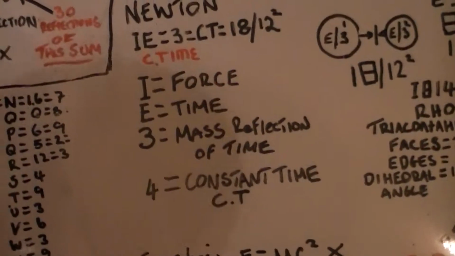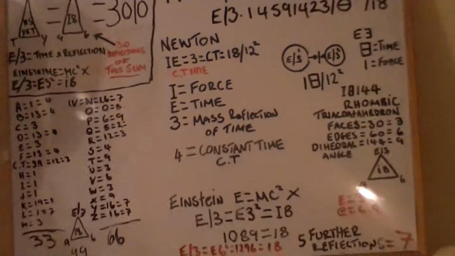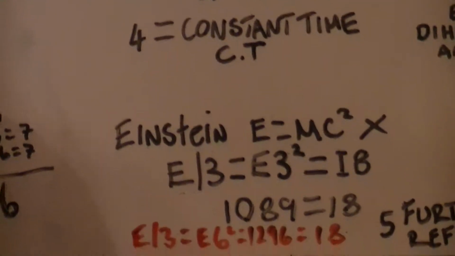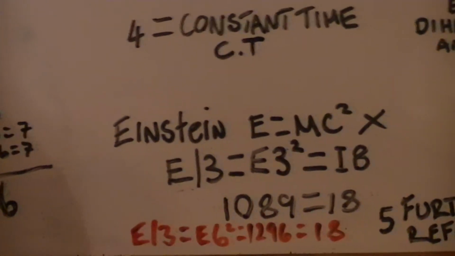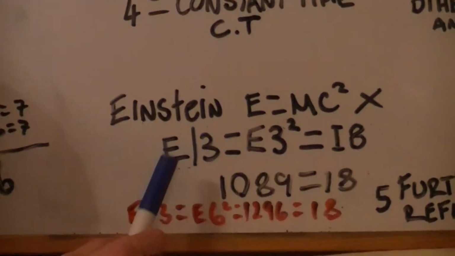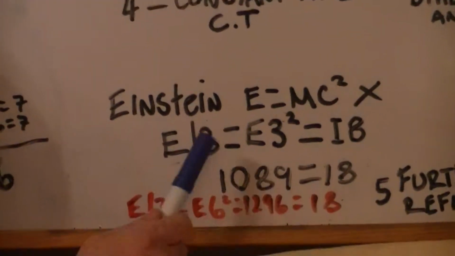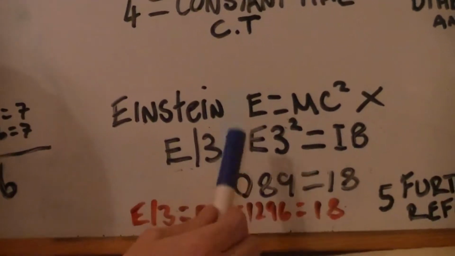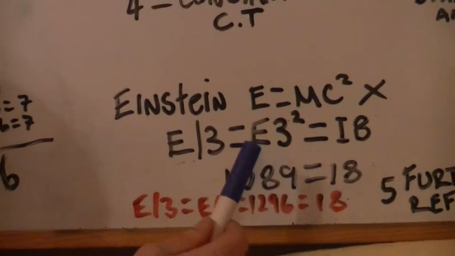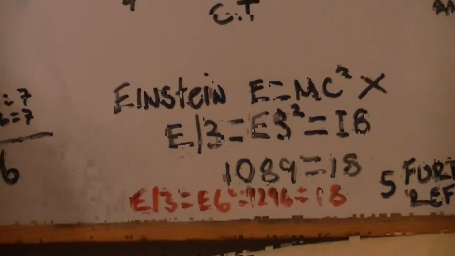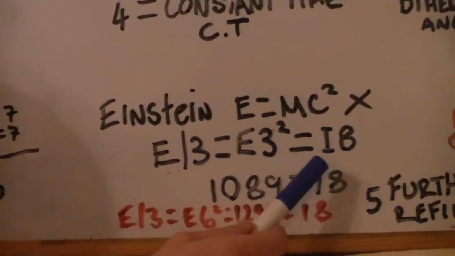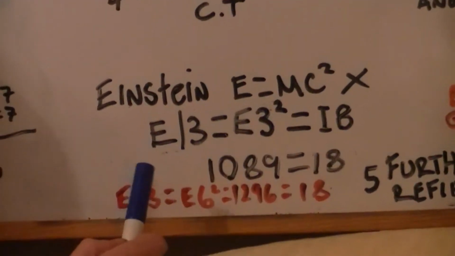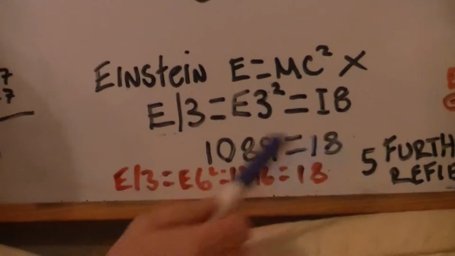Still not convinced? What we'll do next is we'll tackle Einstein. So down the bottom here, we see Einstein, E equals mc squared. That's not correct. Apply reflection to it. E, the reflection of E, of time, is 3. So, time reflection equals E3. Now we know an E is a 3, so 33 squared. And of course 33 squared is 18. How do you get 18 from that? Well, 1089, which is 33 squared, add them up, I8, 18.